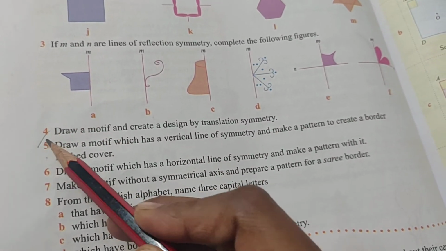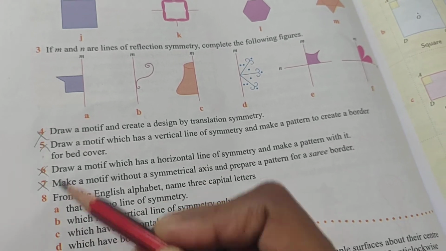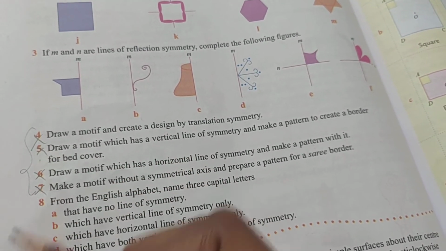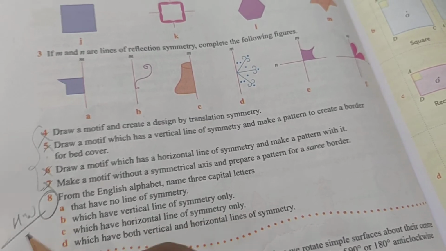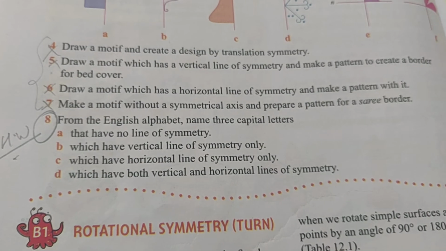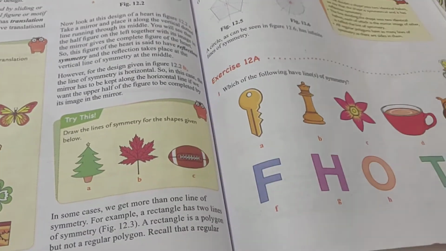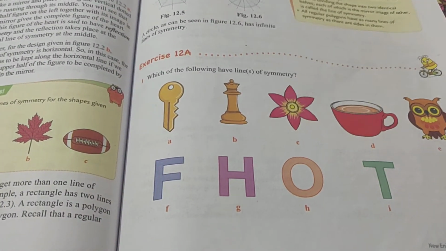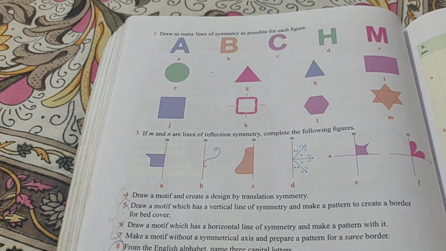Question number 4, question number 5, question number 6, question number 7: I don't want you to do these four questions. Your question number 8 is homework. You can do question number 8 in the textbook itself. Write the answers over here itself. I'm giving you the next 5 minutes to complete. 5 or 7 minutes are more than enough to complete exercise 12A in the textbook itself.